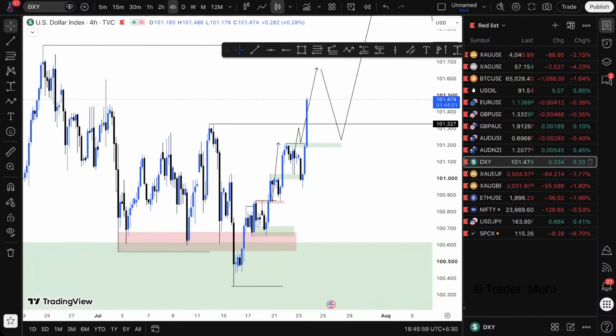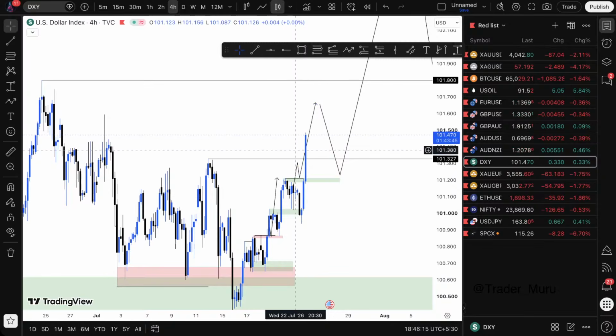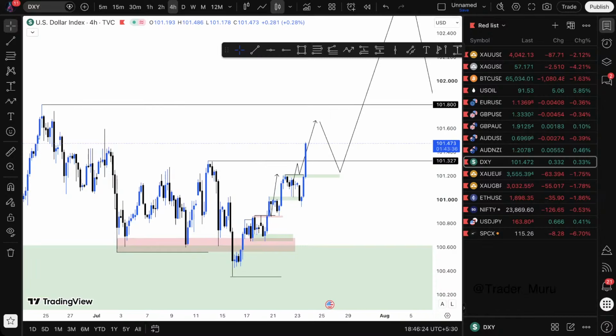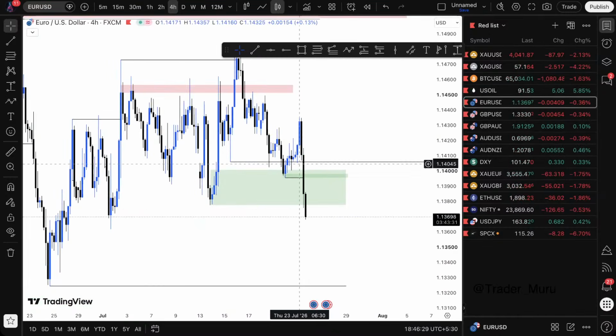So as you said, DXY is near 101.500. It can go to 101.8. Yes, it is possible. But after this candle closing, we need some retracement for the entry. Without entry, there is nothing to watch here. Euro is breaking below. So if we have two candle closings below, you will get a retest.